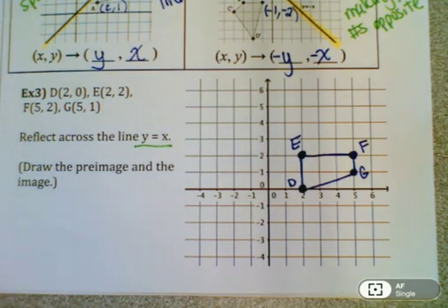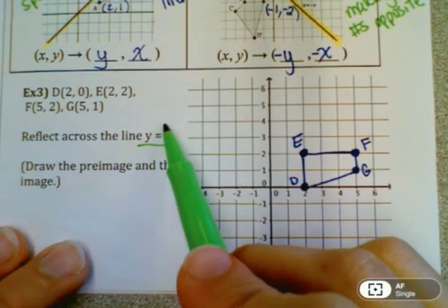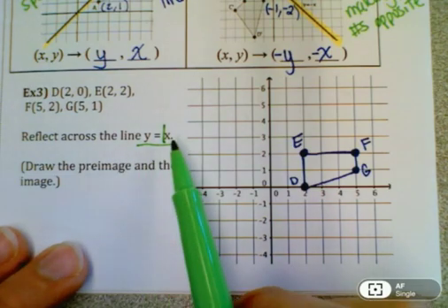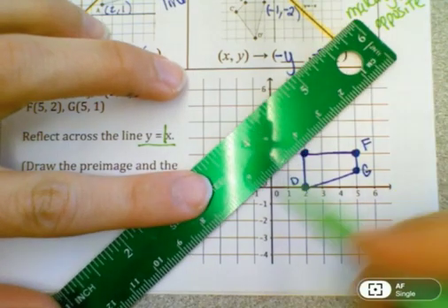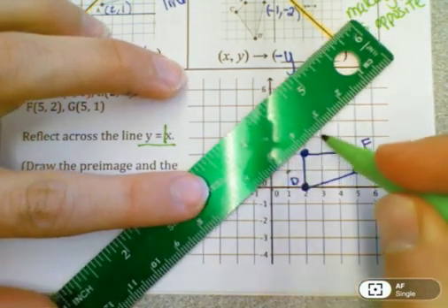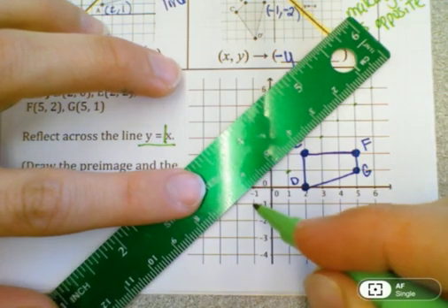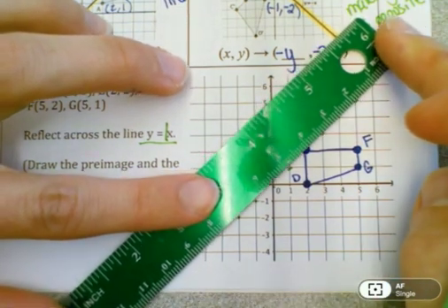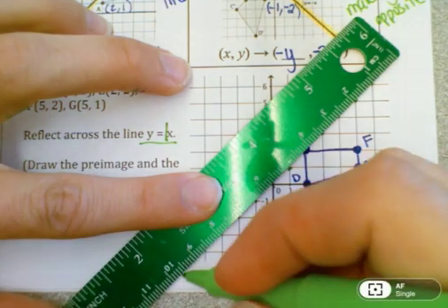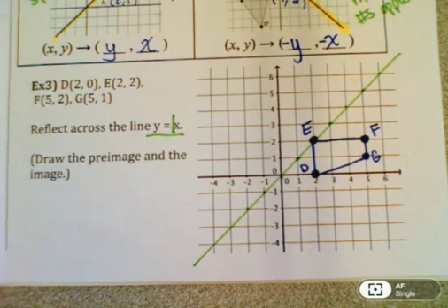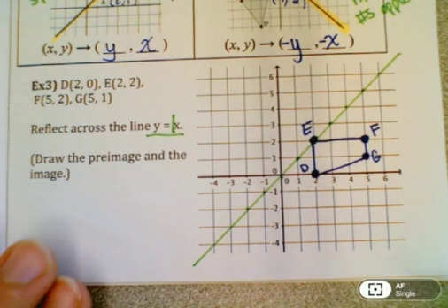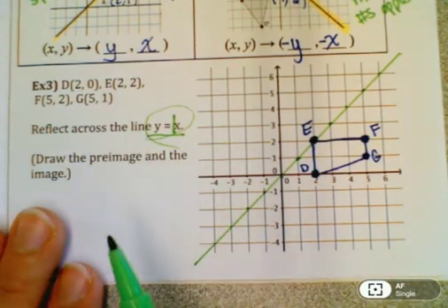And I'm reflecting that across the line y equals x. So I'm going to draw that line in. This line has a slope of 1, if you remember back to algebra, and a y-intercept of 0. So it's going to start at 0, and go up 1 over 1, up 1 over 1. So it's going kind of along here. That's the line y equals x. I think it's really helpful to draw that in so we can see what's happening here. We're going to flip over that line, but don't try to do it by hand. Use the rule.